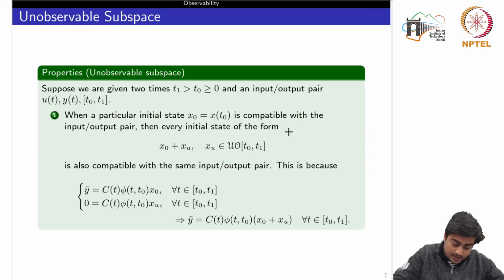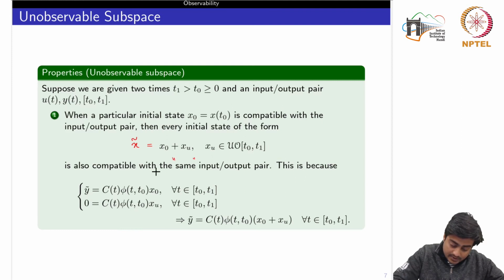Now let's see some properties of this unobservable subspace. Suppose we are given two times, again t1 greater than t0, and an input output pair u, y over this time interval t0 to t1. When a particular initial state x0, that is x defined at t0, is compatible with the input output pair, then every initial state of the form x tilde, defined as x naught plus xu, where xu belongs to that unobservable subspace, would also be compatible with the same input output pair.